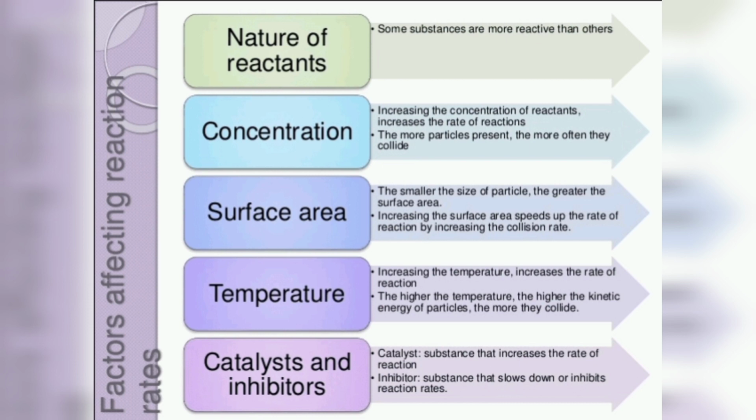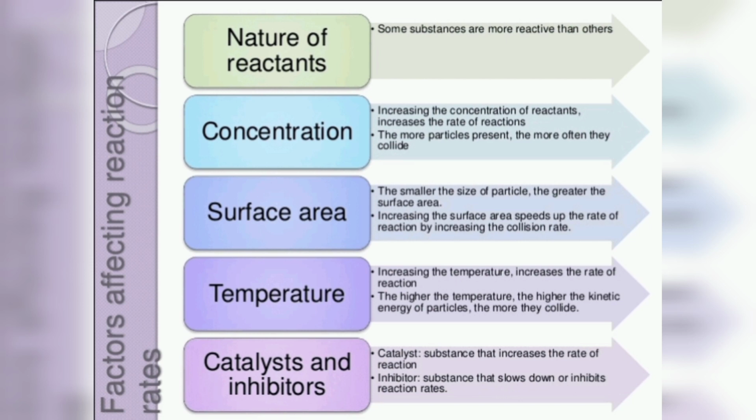The next is catalyst or inhibitors. A catalyst is a substance which increases the reaction rate without being consumed in the reaction. It will only speed up the reaction. For example, if you decompose potassium chlorate, KClO3, into potassium chloride and oxygen, the reaction rate is very slow. If I add manganese dioxide, MnO2, which acts as a catalyst, it increases the reaction rate, making the reaction much faster compared with not adding a catalyst.